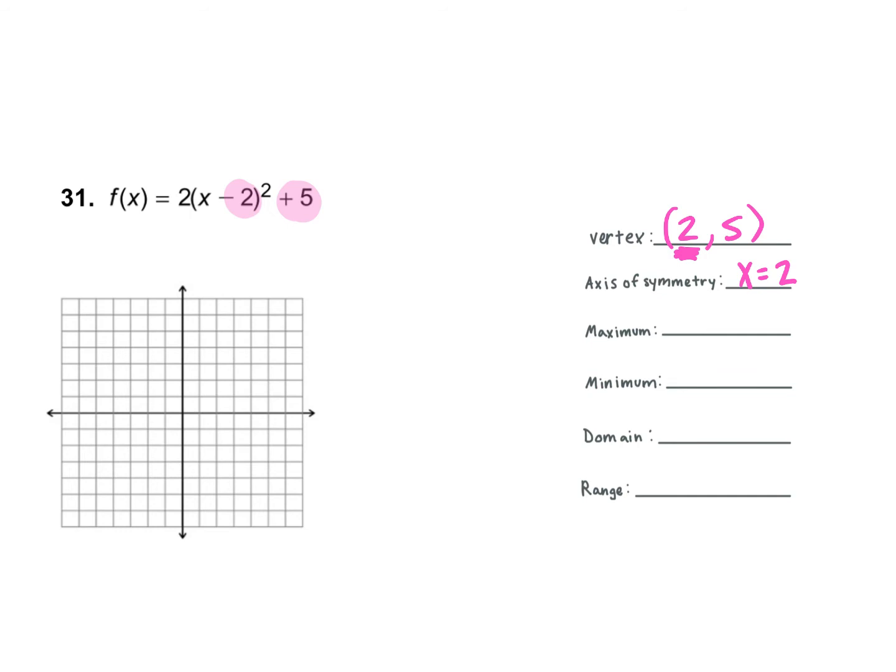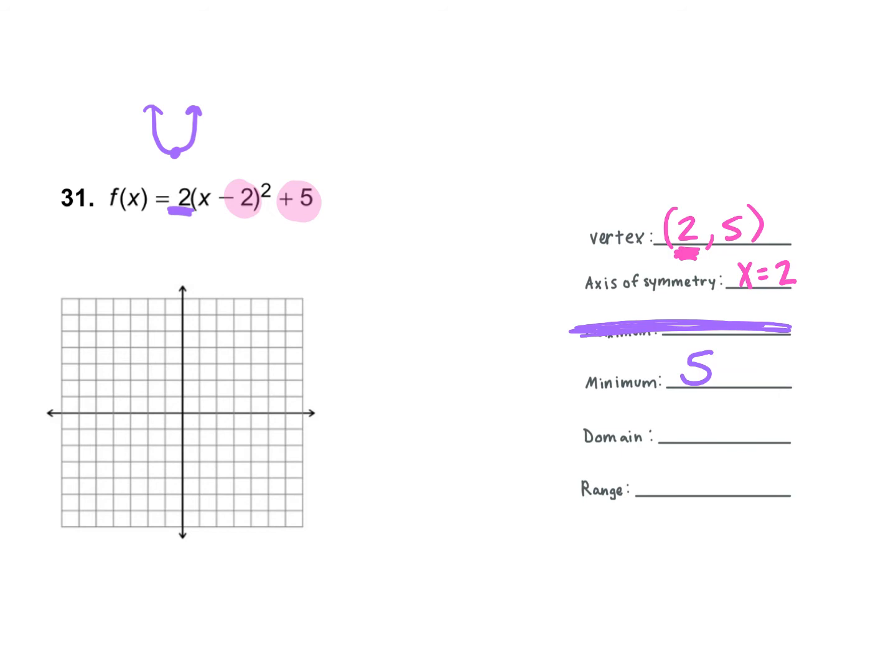Does my graph open up or open down? It opens up. How do we know that it opens up? Because there's no negative here. It's just a 2 being multiplied. So it's positive, it opens up. Yes. So is my vertex at the highest point or lowest point? Lowest. So do I have a max or min? A minimum. And what's my minimum value? 5.